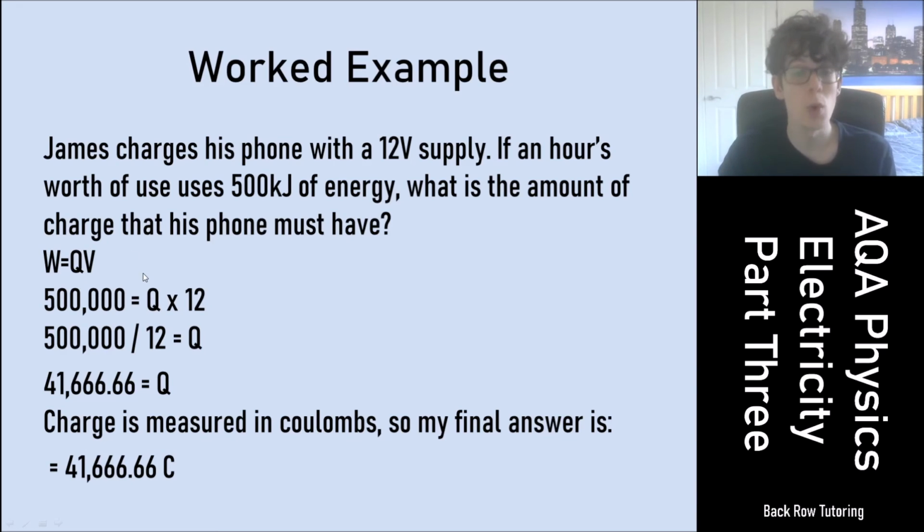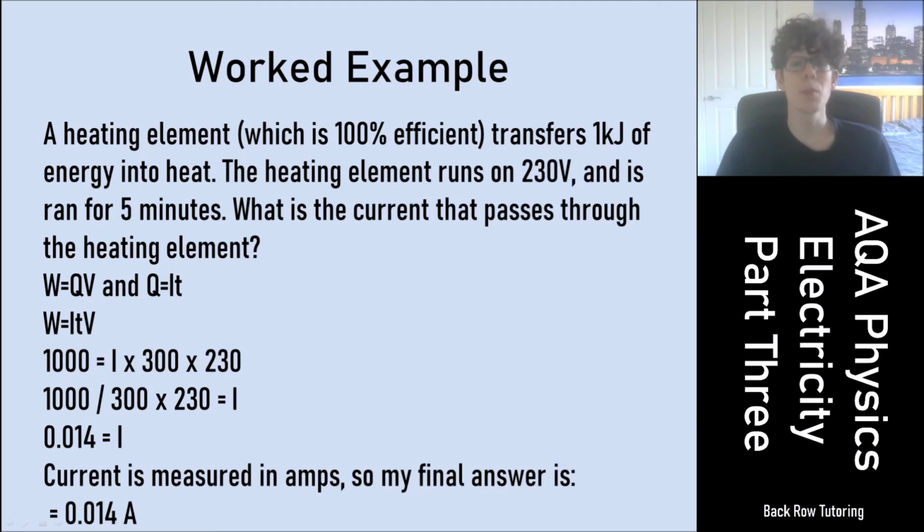So to find the charge, we're going to divide both sides by 12. We divide the left-hand side by 12 and the right-hand side by 12 to get 500,000 divided by 12 is equal to Q. If we evaluate this, we get that Q, or the charge, is equal to 41,666 coulombs. And that's because charge is measured in coulombs. So the final answer is 41,666.66 coulombs.